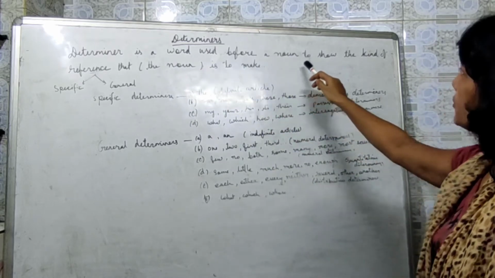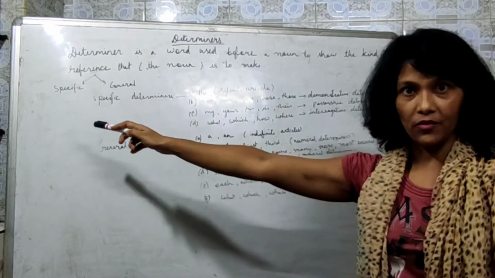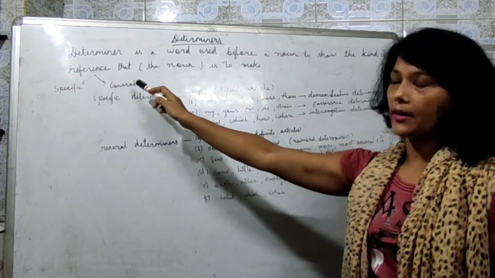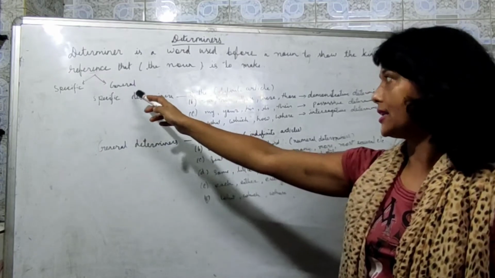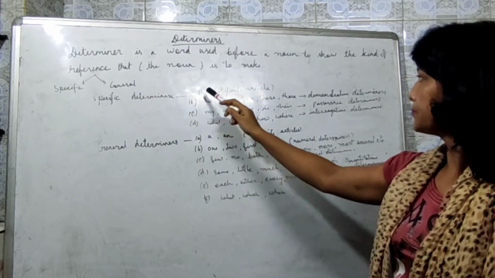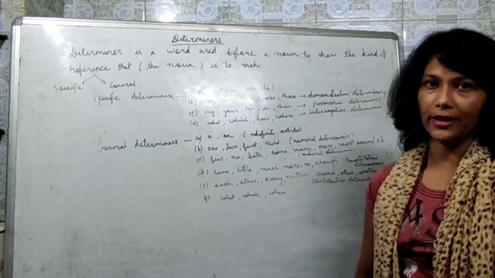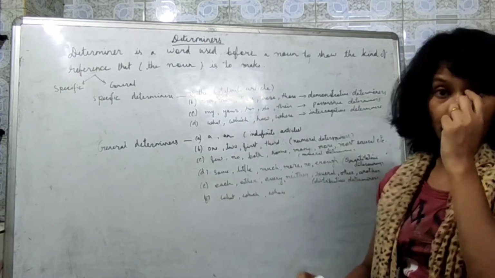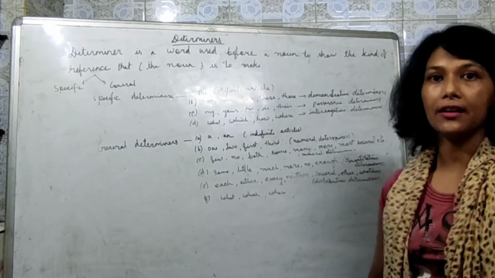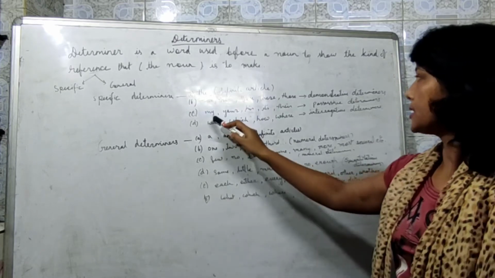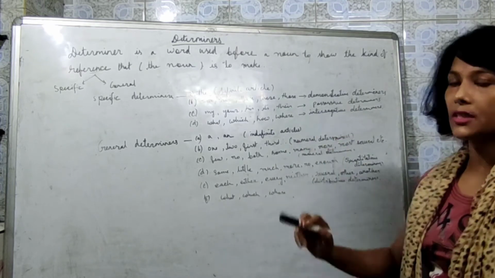A determiner is a word used before a noun to show the kind or reference that the noun is to make. It may be specific, it may be general. So accordingly, determiners are divided into two categories: one is specific, one is general. Specific determiners are of 4 types. First is the, which you are already very familiar with. It is the definite article. B: this, that, these, those. These are demonstrative determiners. C: my, your, his, its, their. These are possessive determiners.